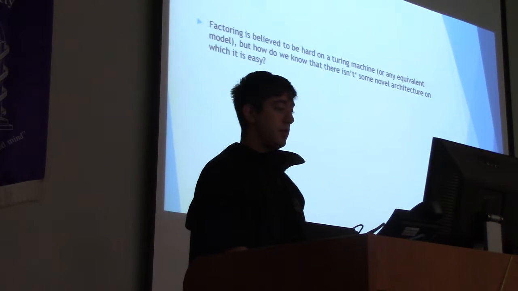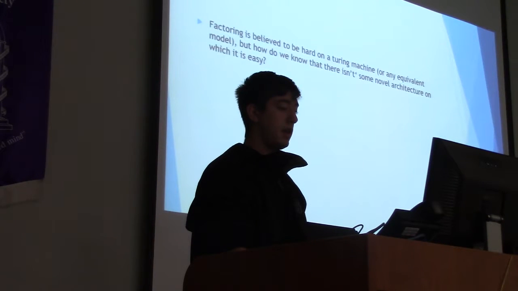Factoring is believed to be hard on a Turing machine or any equivalent model, but how do we know that there isn't some novel architecture on which it is easy?